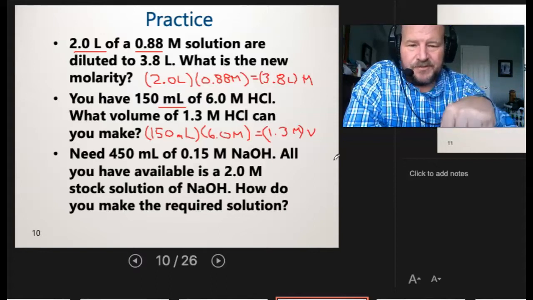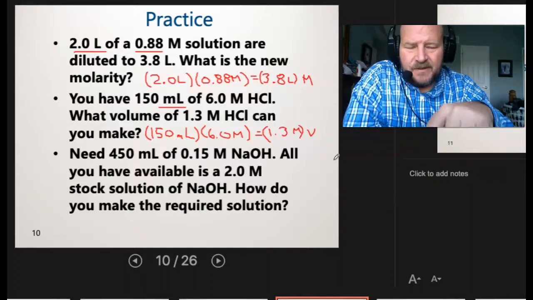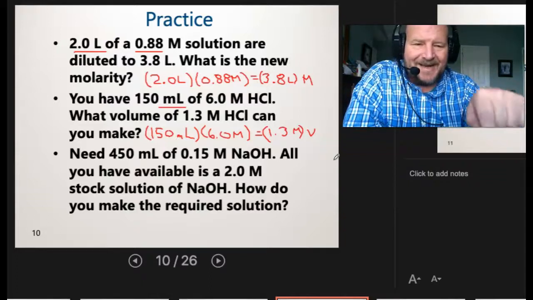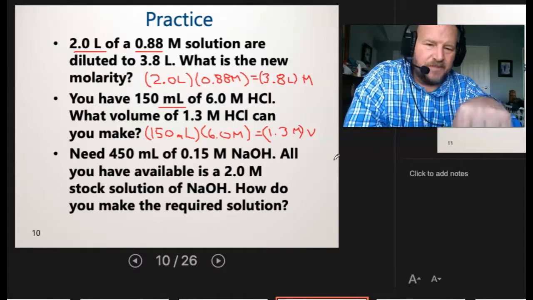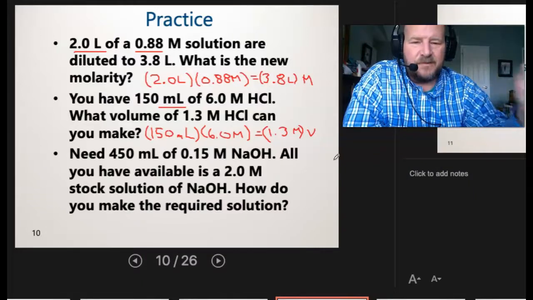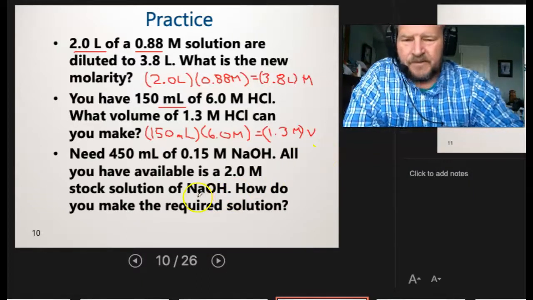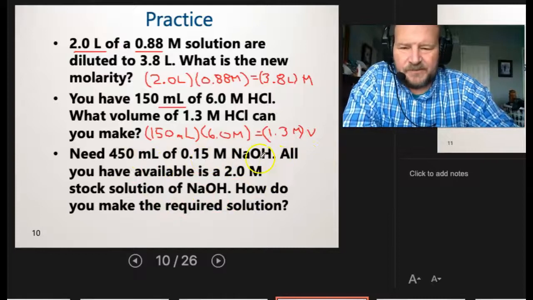So what you're going to say is, we're going to add a little bit of solvent, and then we're going to need to add a known amount here, right? So that's the part we have to do some math for. We're going to add this many milliliters of the stock solution, and then we'll fill to the final volume. So we need 450 milliliters of a 0.15 molar NaOH solution. All we have available is a 2.0.